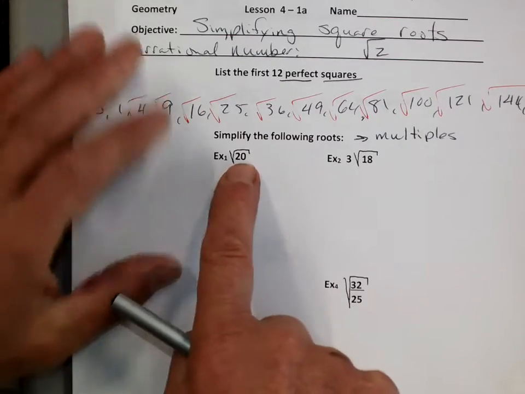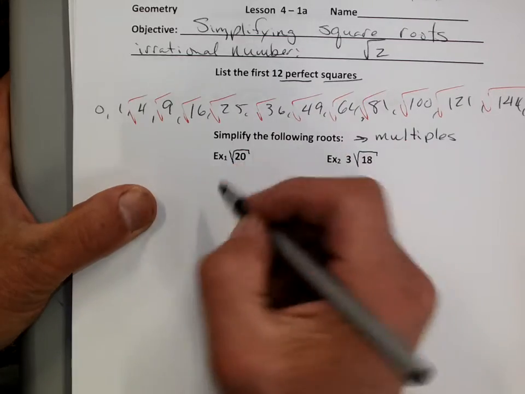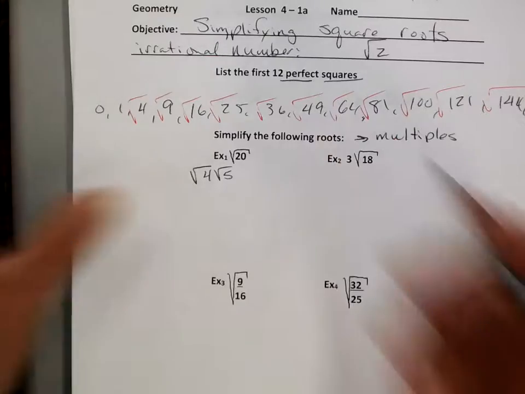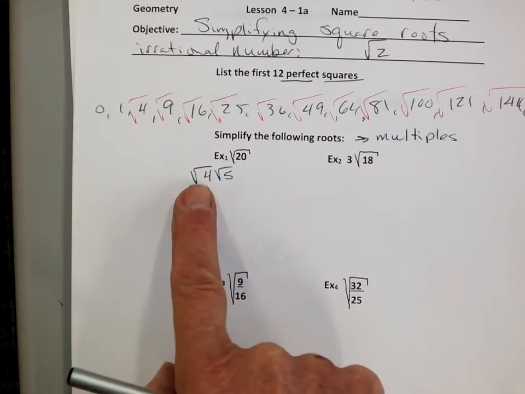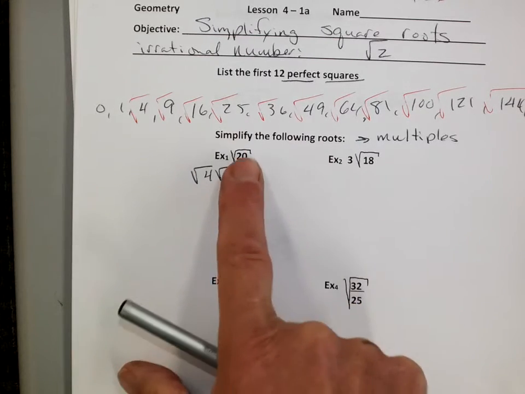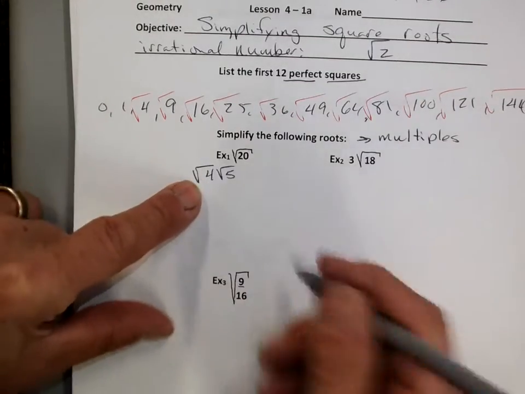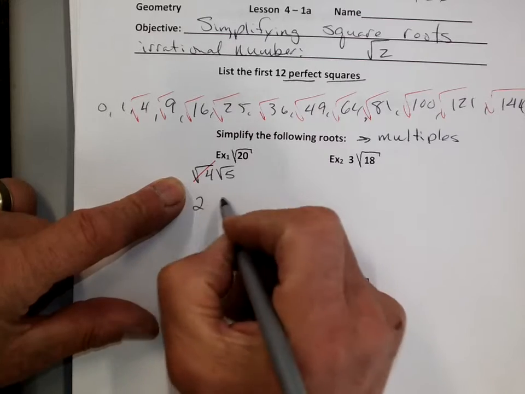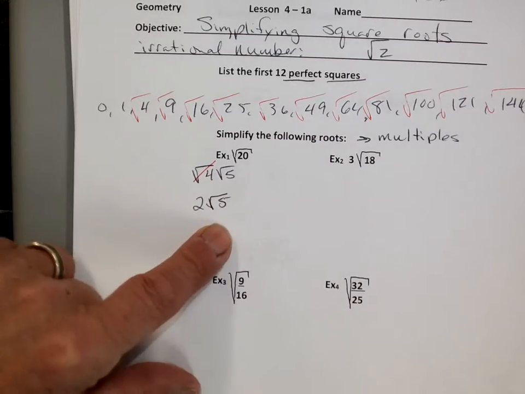But I'm going to rewrite the square root of 20 as its multiples, as the square root of 4 times the square root of 5. I specifically want 4 because there is a square root of 4. Any other combination with 20 does not give me a perfect square. The square root of 4 is 2, a whole number. And then the square root of 5, now that one we're stuck with.